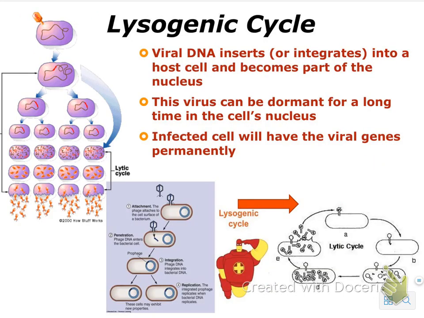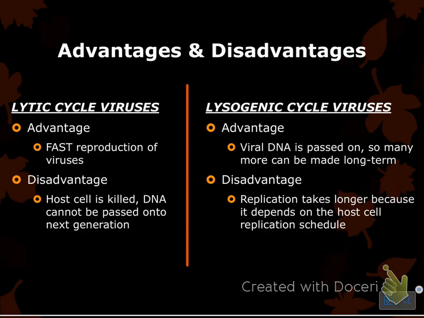The lysogenic cycle, on the other hand, the DNA inserts or integrates into the host cell. It becomes part of the nucleus, the most important part of this one. If you look at this picture closely, you see this little dark blue strand. It eventually becomes part of the DNA of the cell. So it's permanently there. It will always, always be there until the organism dies.